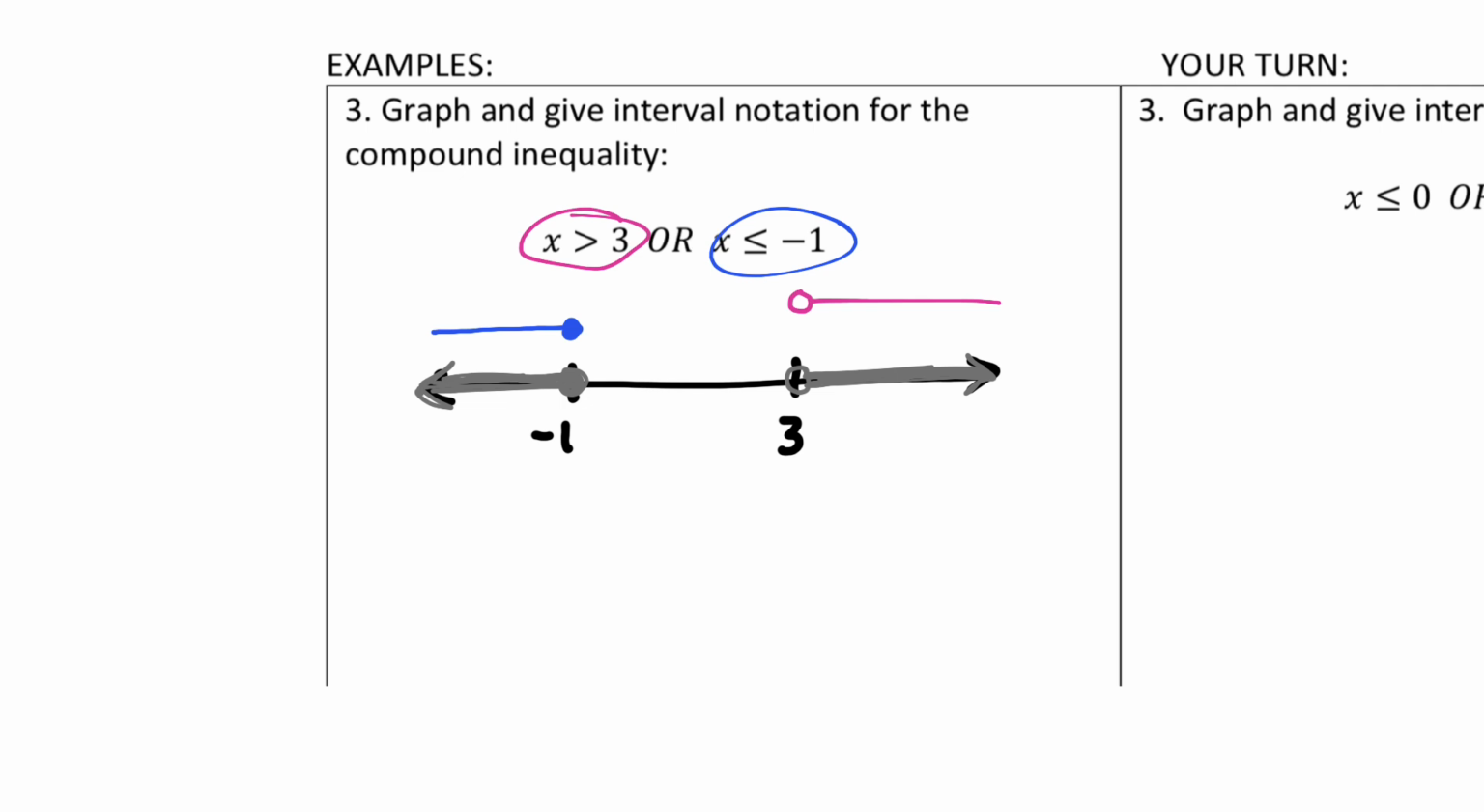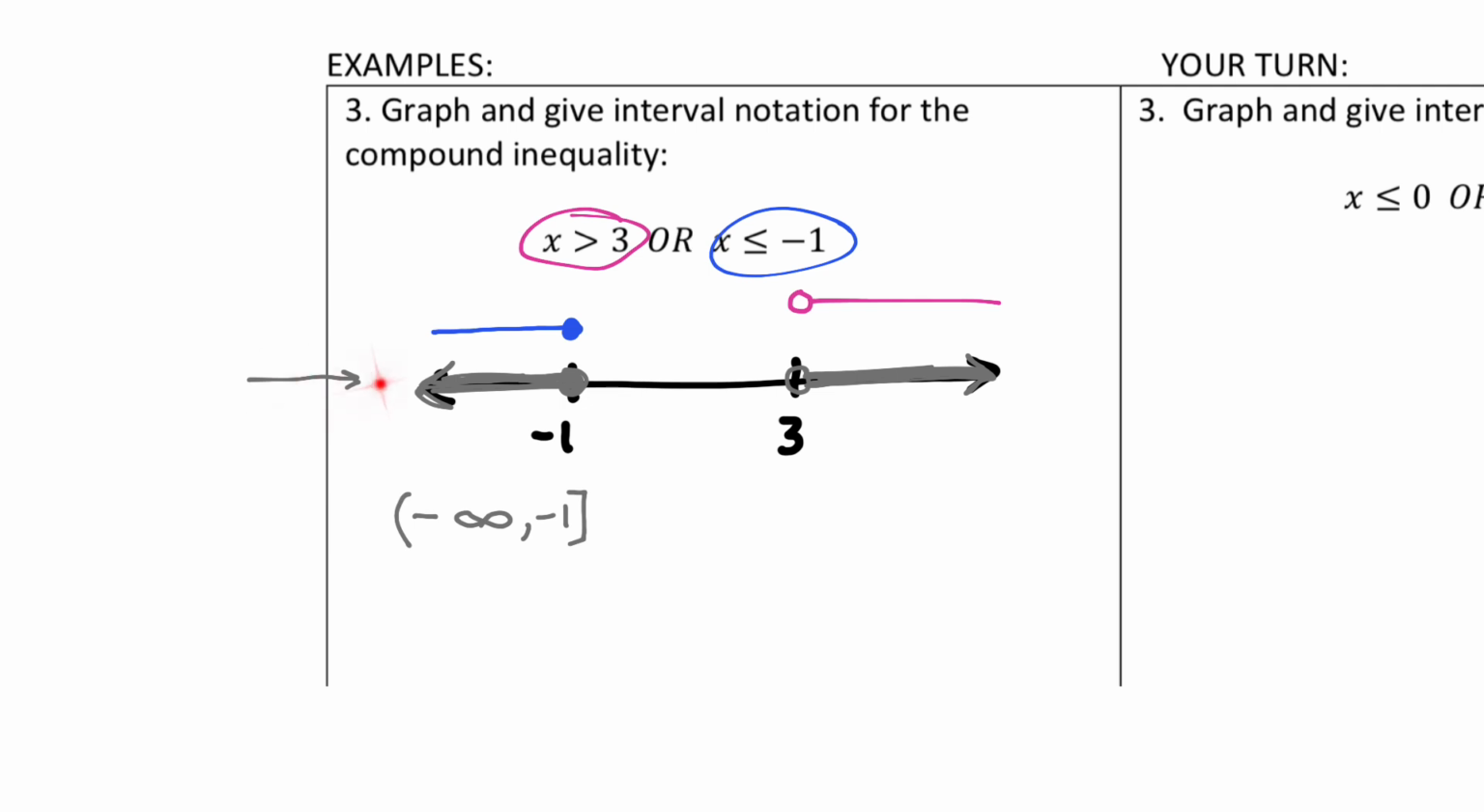Okay, so that gray part is the graph. Now I need the interval notation. Remember, interval notation always goes from the left, from where you're reading. This first part has a negative infinity because it points to the left, and then -1. It's closed at -1, open at infinity.